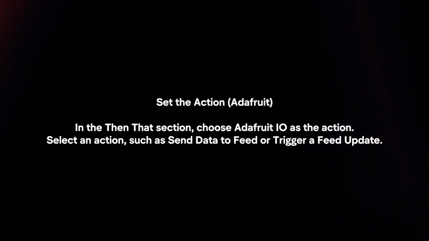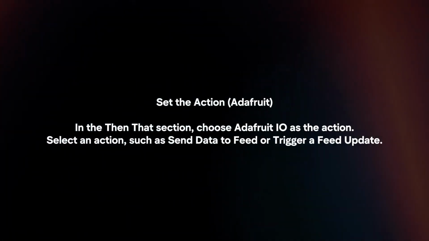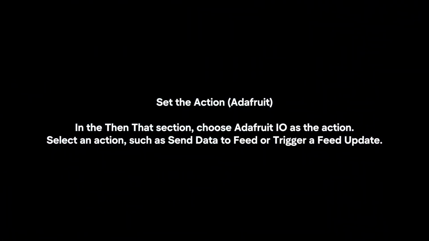Set the action. In the Then That section, choose Adafruit I/O as the action. Select an action, such as send data to feed or trigger a feed update. Activate the applet. After configuring, click Finish to activate the applet.